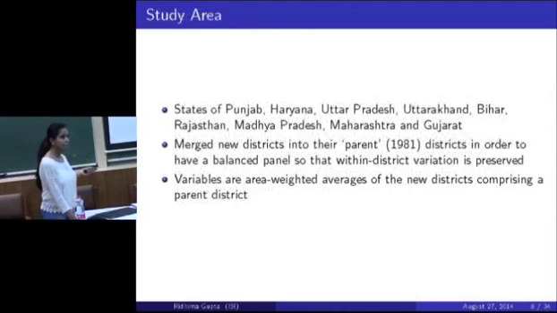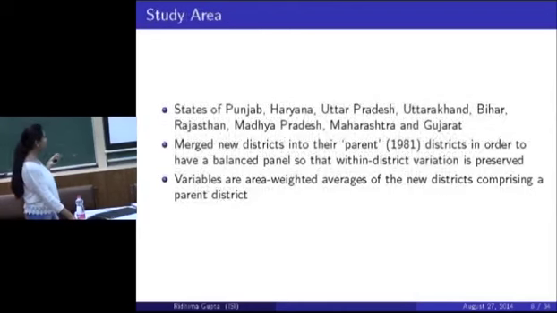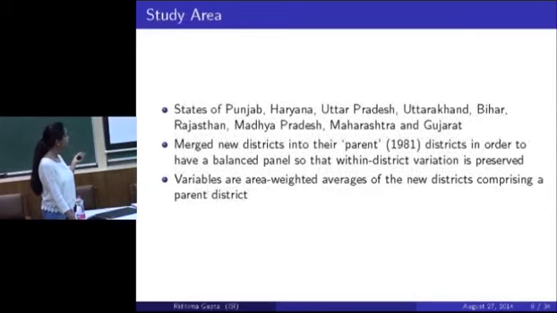So, what's the study area? The major wheat growing states of India: Punjab, Haryana, UP, Uttarakhand, Bihar, Rajasthan, Madhya Pradesh, Maharashtra, and Gujarat. We merged new districts into their parent districts in order to have a balanced panel, so that within-district variation is preserved. And variables are area-weighted averages of the new districts comprising the parent district.